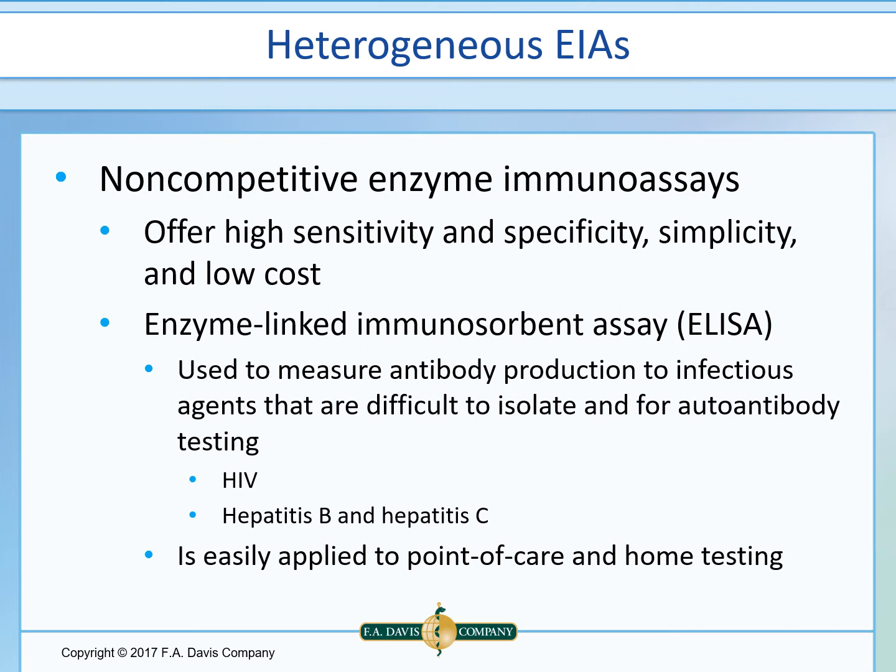This is one of the most frequently used immunoassays in the clinical laboratory because its sensitivity, specificity, simplicity, and low cost make it a desirable method. ELISA testing can be used to measure antibody production to infectious agents that are difficult to grow in culture or isolate, and for autoantibody testing. Some examples include HIV infection, hepatitis B and C, and these enzyme immunoassay ELISA techniques can be easily applied to the point of care setting and also to home testing.